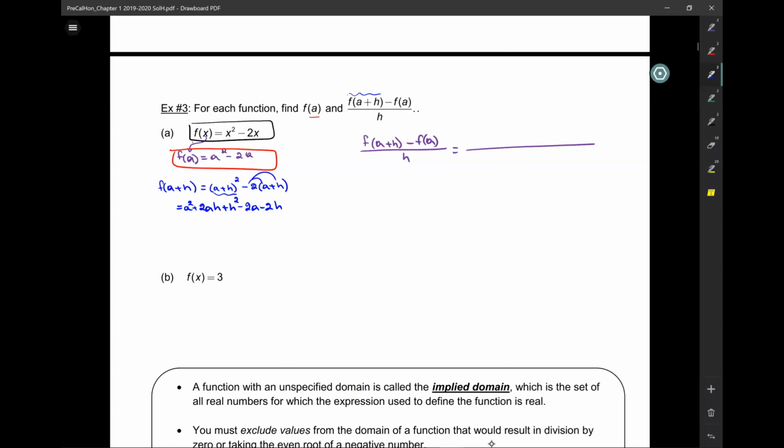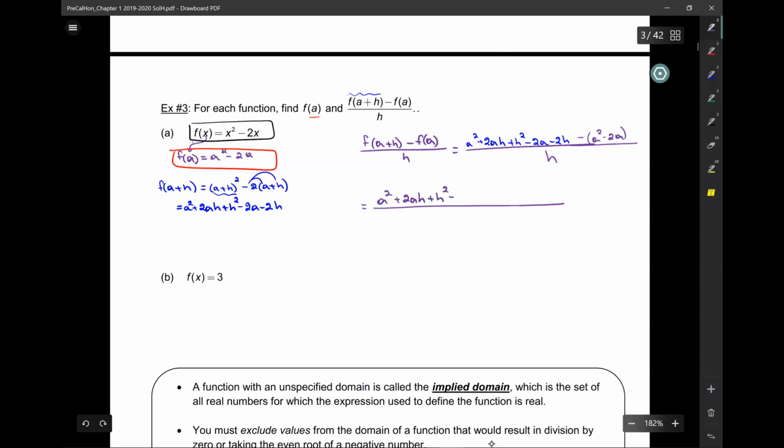So, what's f of a plus h? It's the blue: a squared plus 2ah plus h squared minus 2a minus 2h, minus f of a. So what was f of a? a squared minus 2a, all over h. And then, if you're lucky, some things cancel. So let's see. a squared plus 2ah plus h squared minus 2a minus 2h. I'm going to distribute the negative: minus a squared plus 2a, all over h.